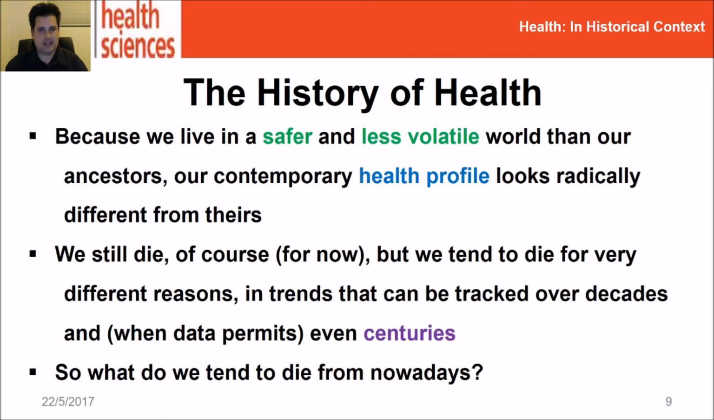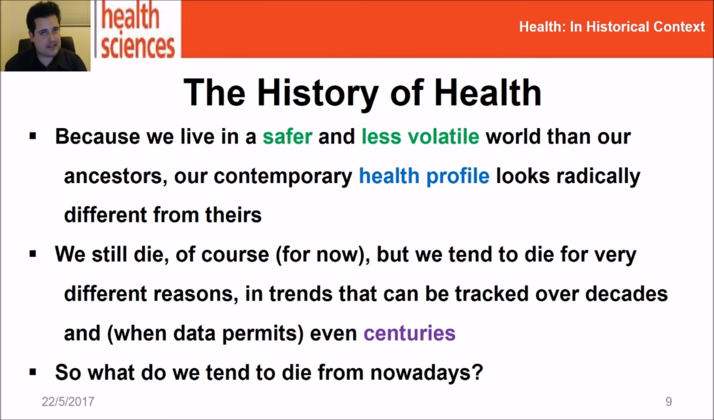Because we live in a safer and less volatile world, when you look at this profile of how we don't die from infections and violence as much anymore, that gives you the sense of expansion of what we do still die of. When we're talking about things like cancer, heart disease, we have not yet discovered immortality, unfortunately. So all human beings do still eventually die.